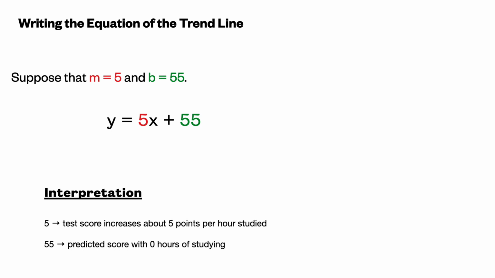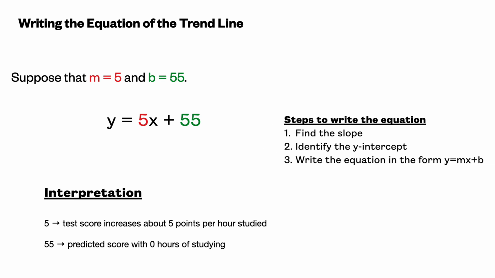So what were the steps that we went through in order to write this equation? Well, the first thing that we did was we found the slope. We had those 2 points and we used the slope formula to find the slope. Then we identified the y-intercept from our scatter plot. That was the spot where x equals 0. And then once we had those two numbers, we substituted them into our slope-intercept equation, y equals mx plus b, and that gave us our final equation.